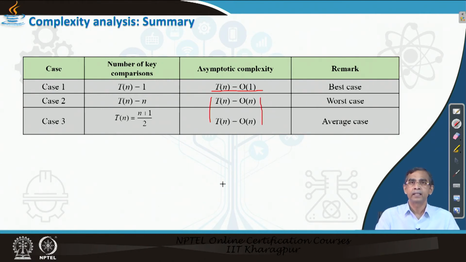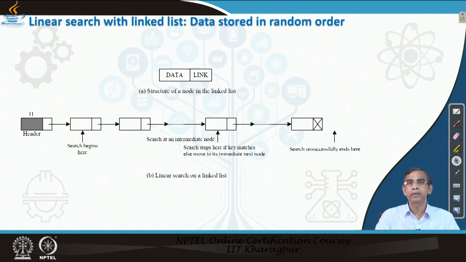This means that the running time of the algorithm will increase linearly as the number of elements stored in the array increases. So this is basically linear time complexity. These are the complexity analysis details, and you can follow the book Classic Data Structure for detailed discussion. Okay, so this is the idea about the simple linear search technique.